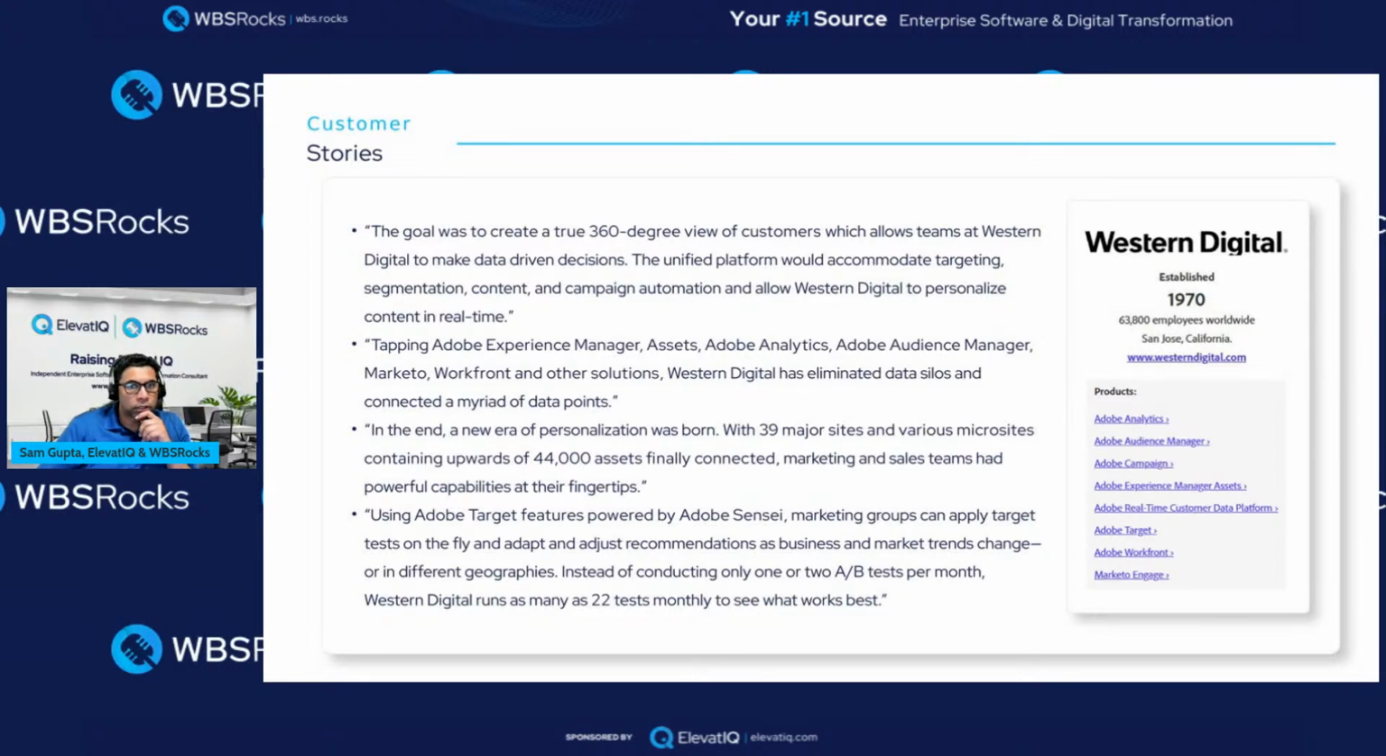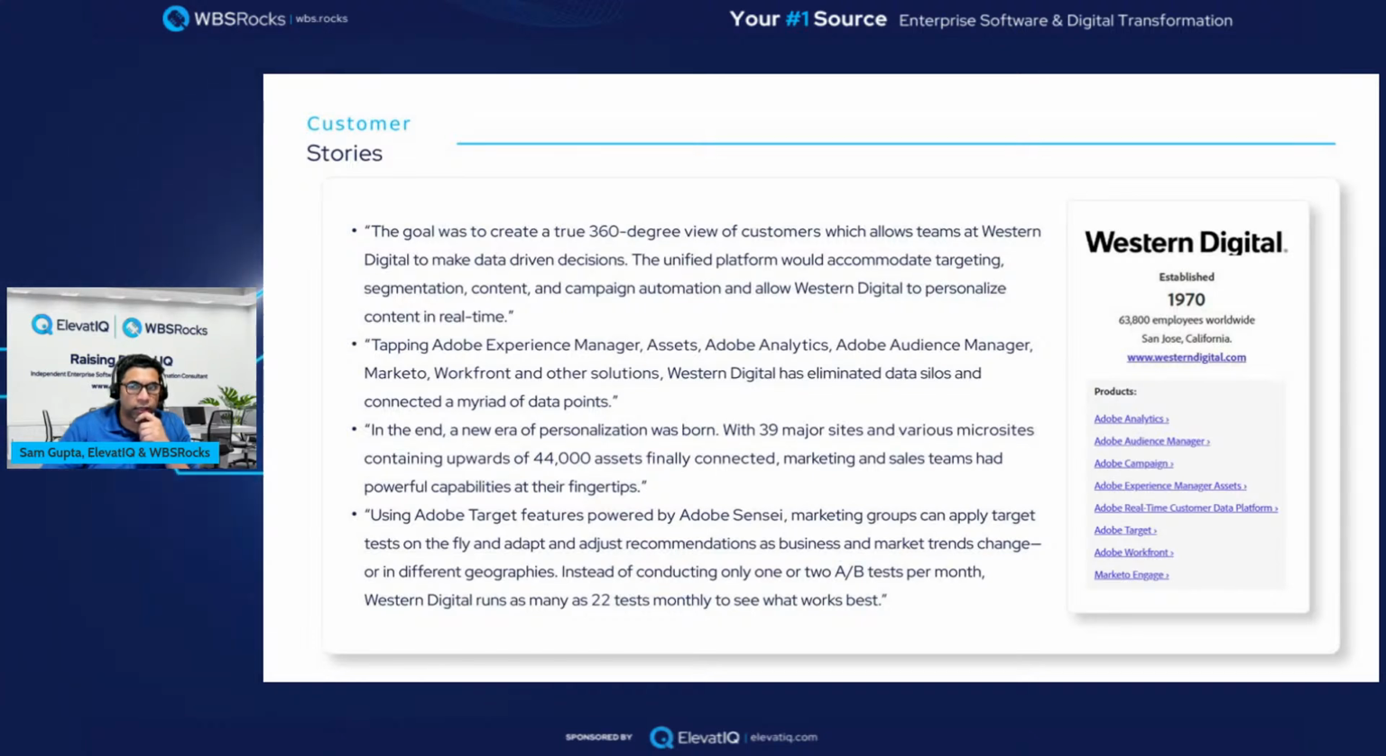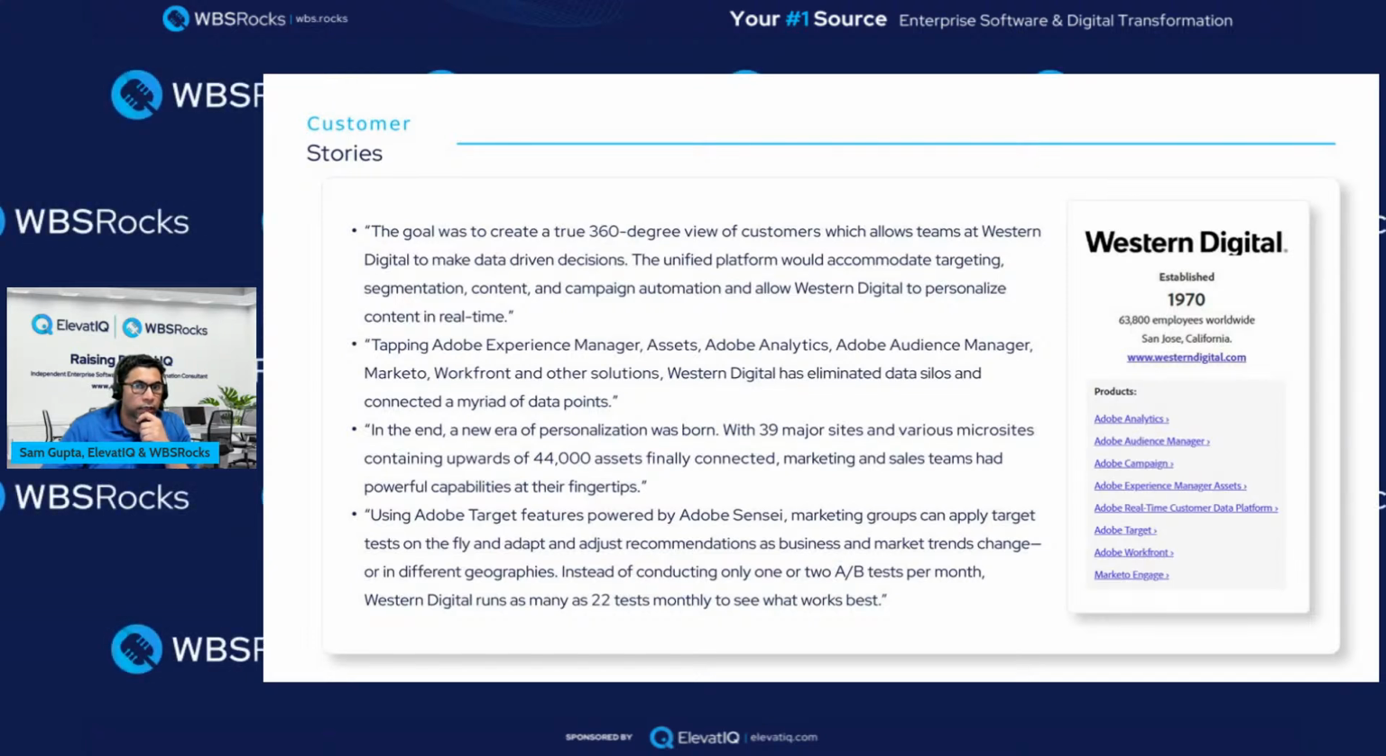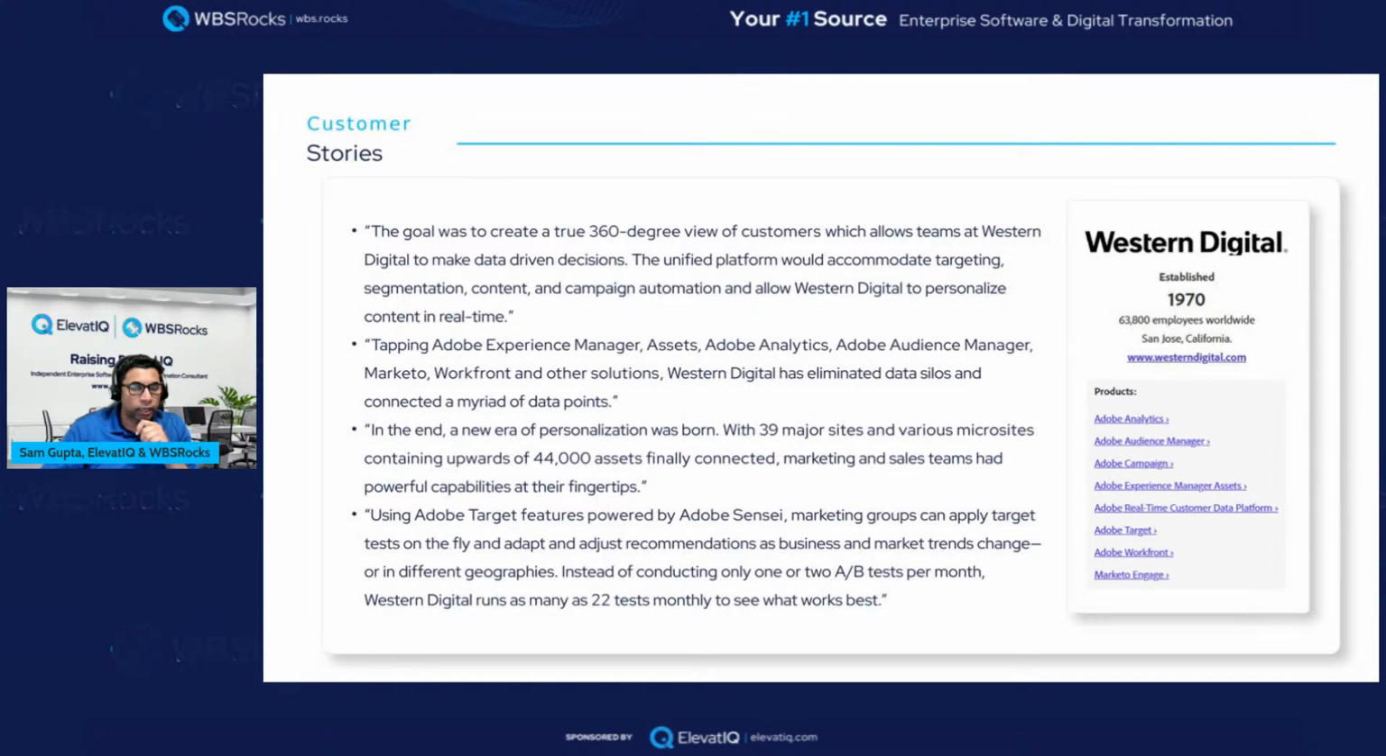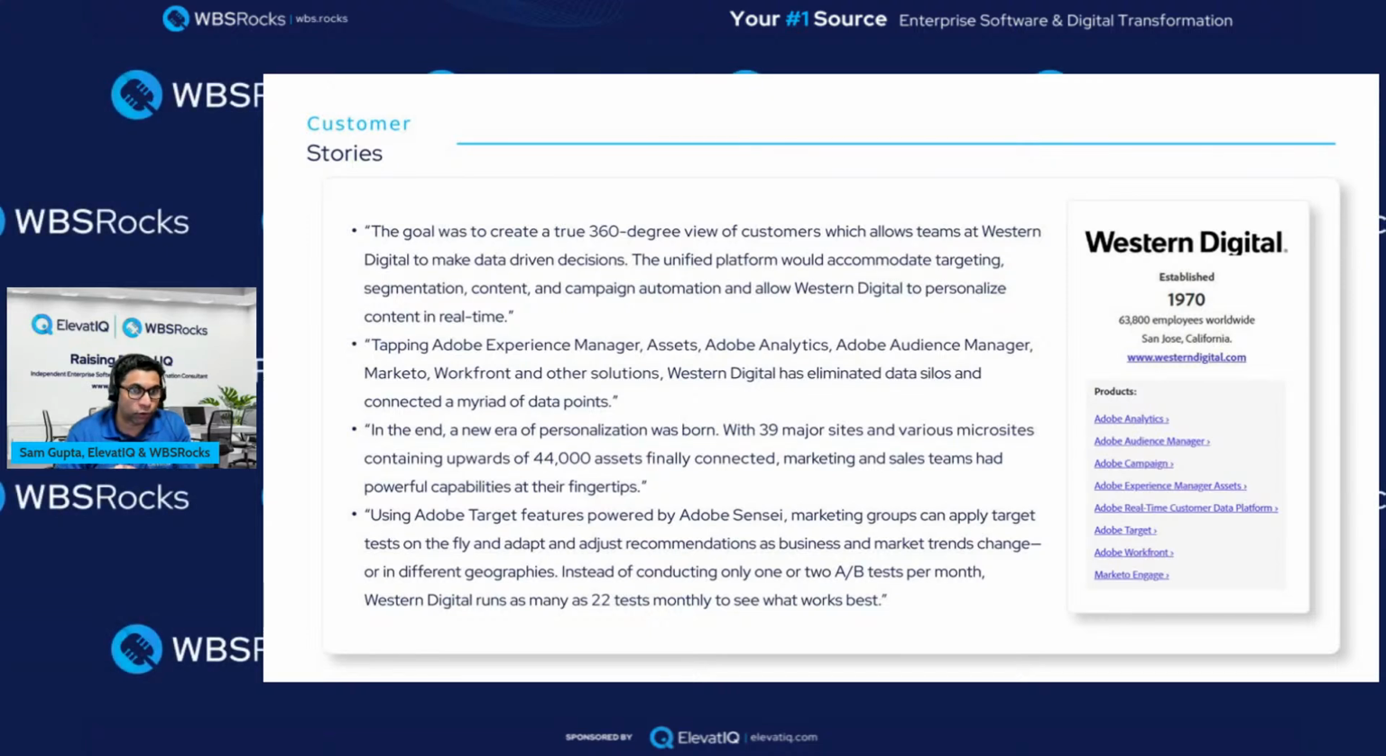Again, not much. They are saying tapping Adobe Experience Manager, Assets, Analytics, Audience Manager, Marketo, Workfront, and other solutions. They have eliminated data silos and connected a myriad of data points. So again, consolidation is where the real play is. That's what they are saying here. They are saying then they have, in the end, the new era of personalization was born with 39 major sites and various microsites containing upwards of 44,000 assets. So again, pay attention to the volume. I think that's where the play is for this.